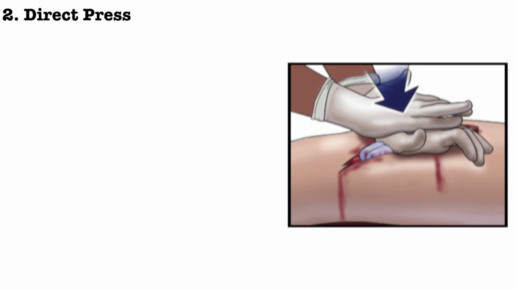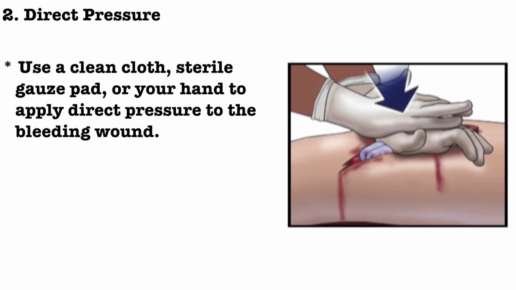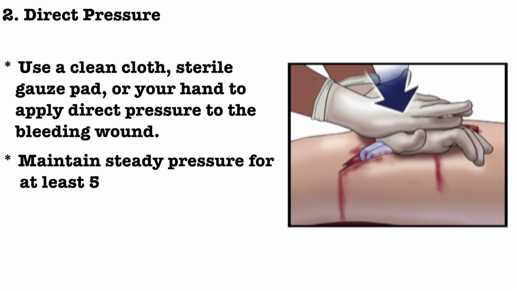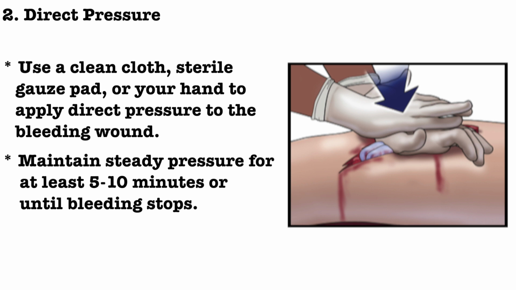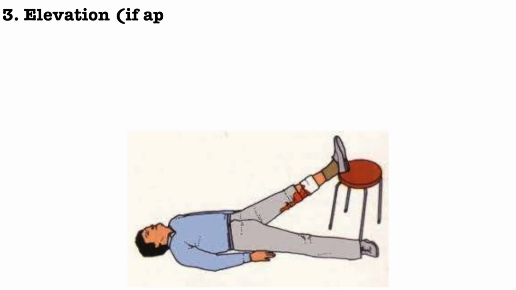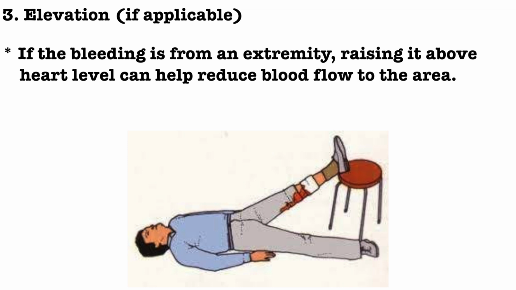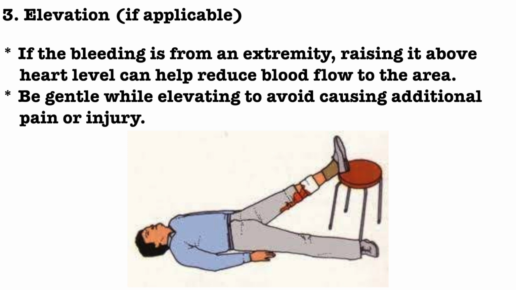Second one is direct pressure. Use a clean cloth, sterile gauze pad or your hand to apply direct pressure on the bleeding wound. Maintain steady pressure for at least 5 to 10 minutes or until bleeding stops. Next step is elevation, if applicable. If the bleeding is from an extremity, raising it above heart level can help reduce blood flow to the area. Be gentle while elevating to avoid causing additional pain or injury.